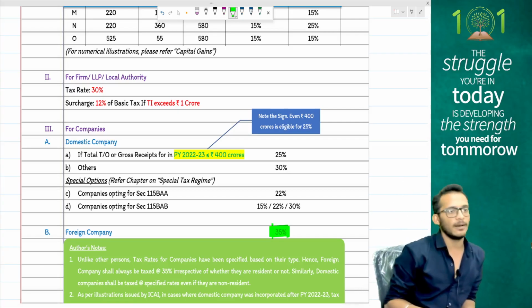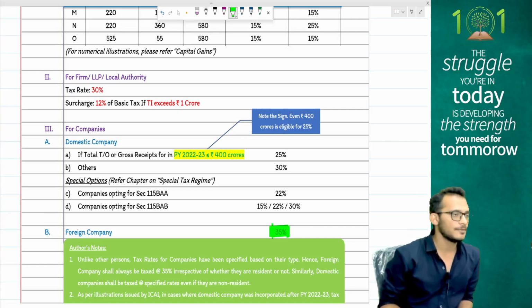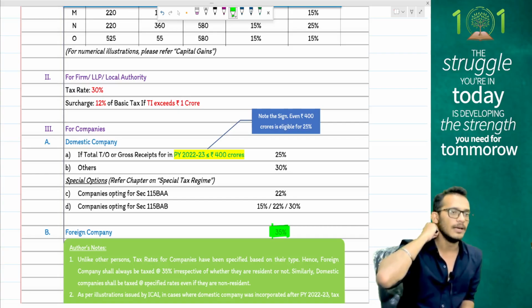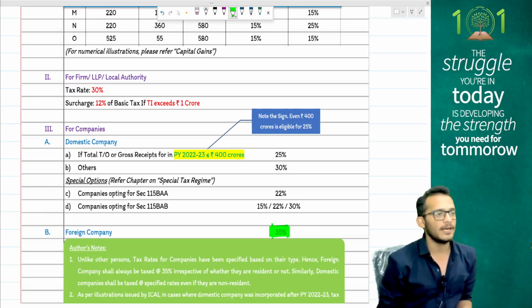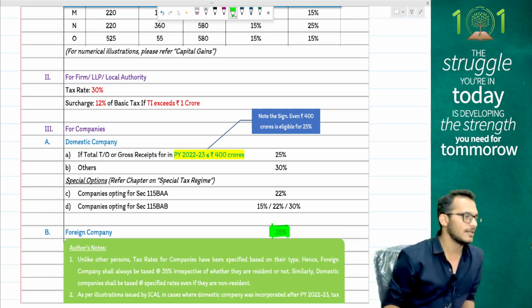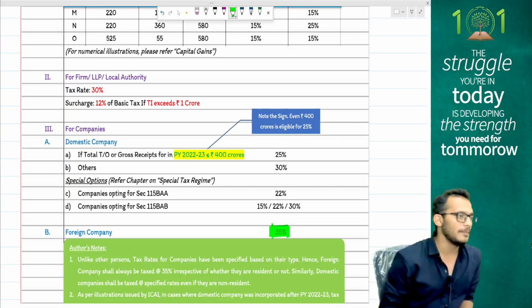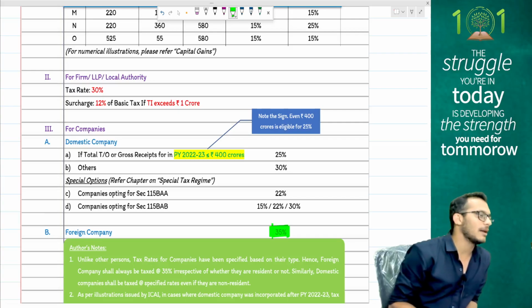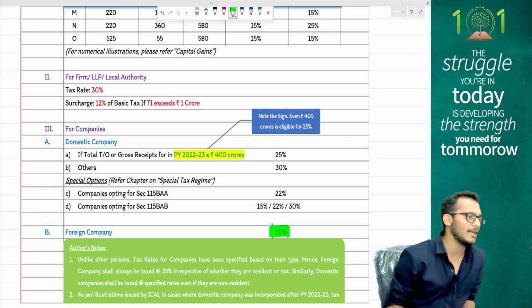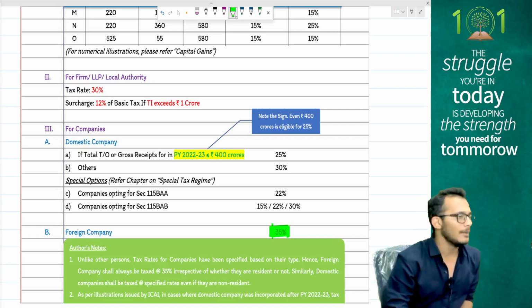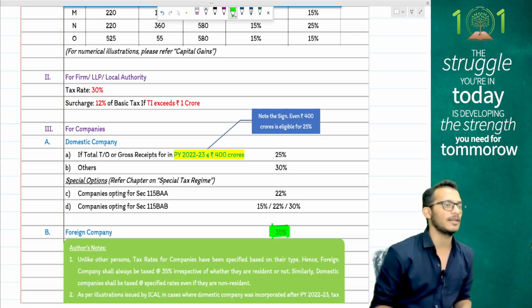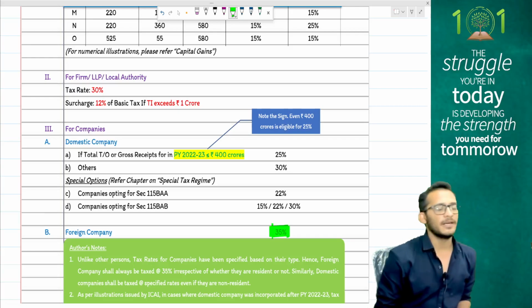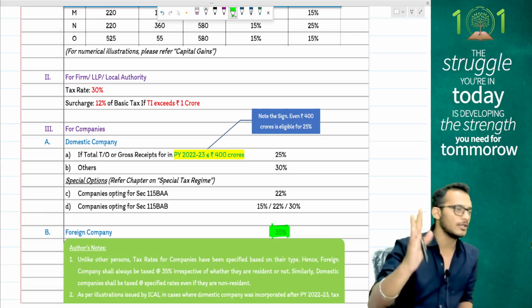If you are a domestic company, you also have something called special regimes. Two regimes are given to you, 115BAA and 115BAB. 115BAA says you can have a tax of 22% with a surcharge of 10% and a cess of 4%, making it 25.168%. If you are under 115BAB, you'll have a tax rate of 15% with a surcharge of 10% and a cess of 4%, giving you a total effective tax rate of 17.16%. Although, people, when it comes to 115BAB, there are some other rules. Let's hold that discussion right now.